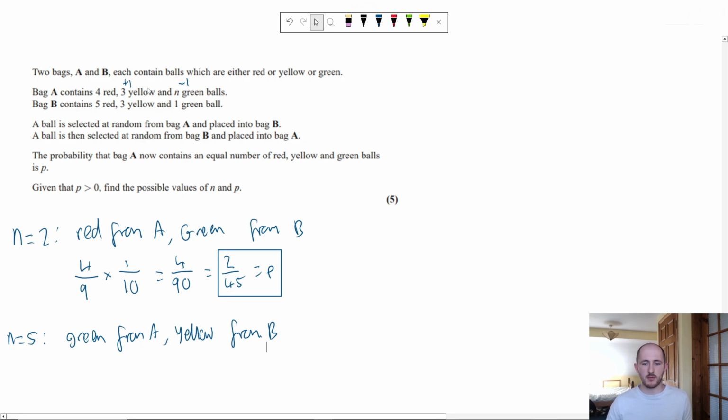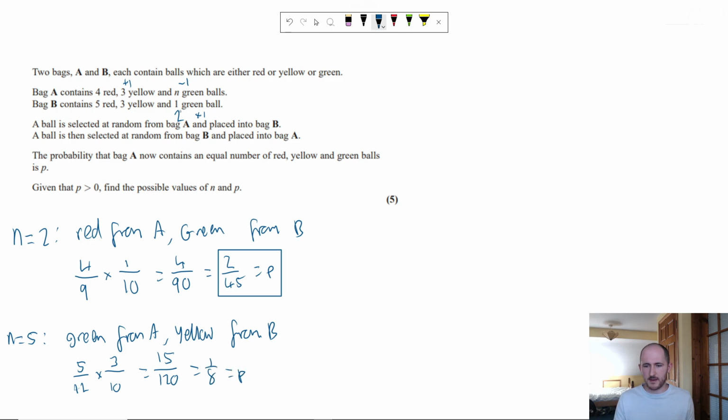Well, we have 5 green balls in this case. So it's going to be 5 out of how many? Well, it's going to be 5 plus 3 is 8 plus 4 is 12. So 5 over 12. Multiplied by, so again we've added 1 to this green ball here, so we have 2 now. We're taking a yellow, so let's do 3 over 5 plus 3 is 8 plus 2 is 10. So 5 times 3 is 15 over 120. We could divide them both by 3. We could also divide them both by 15, actually, which gives me 1 over 8. And that is my second set of values.